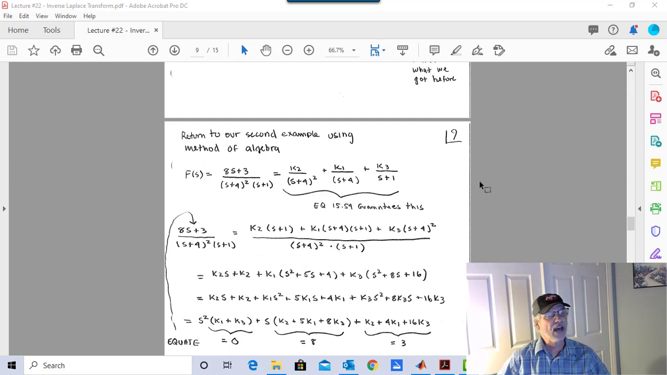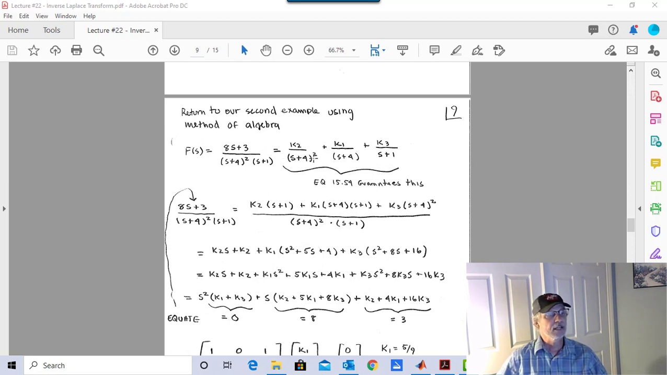So exact same thing as before. Let's put both of these over a common denominator, and of course this is going to be the common denominator. So this first term, I need to multiply it by s plus 1. This term, I need to multiply it by s plus 4 and s plus 1. This term, I have to multiply by s plus 4 squared. So here it all is. And they're both over the same common denominator, so that's the end of the denominator. I'm not going to worry about it.